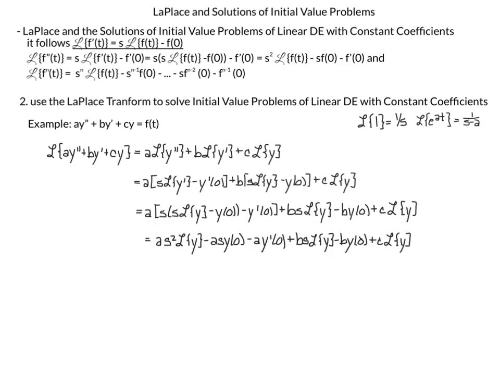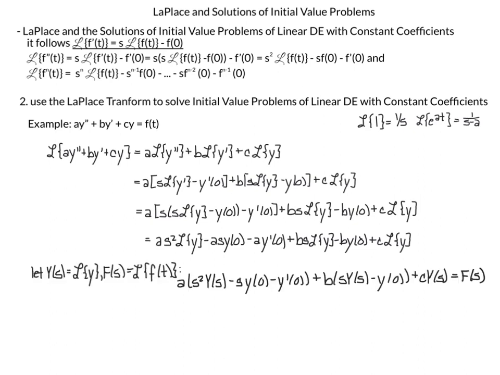You can follow through this algebra here, or you can go straight to this formula here, and I'm going to get a s squared L of y minus a s y naught minus a y prime of 0. That's for this a y double prime. And for my b y prime, I'm going to get b s L of y minus b y naught. And then for my c y, I'm just going to have c L of y.